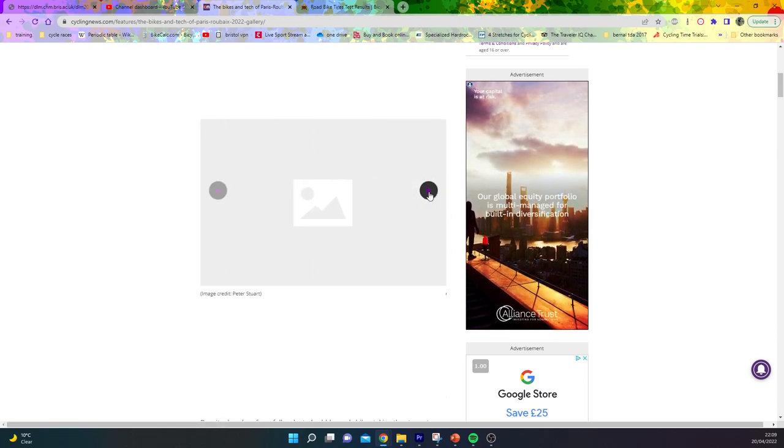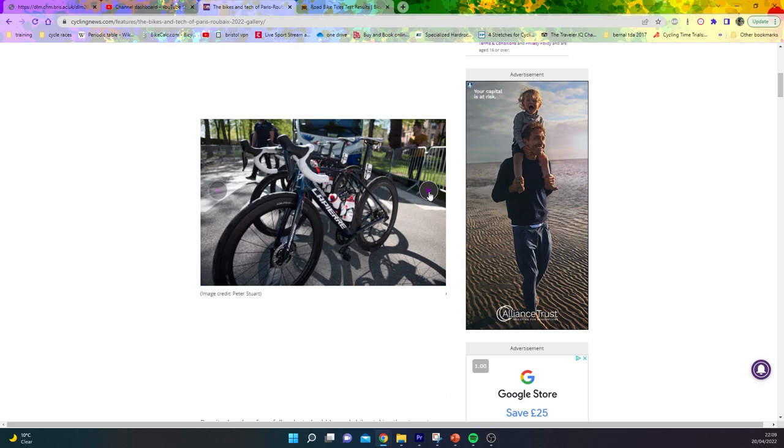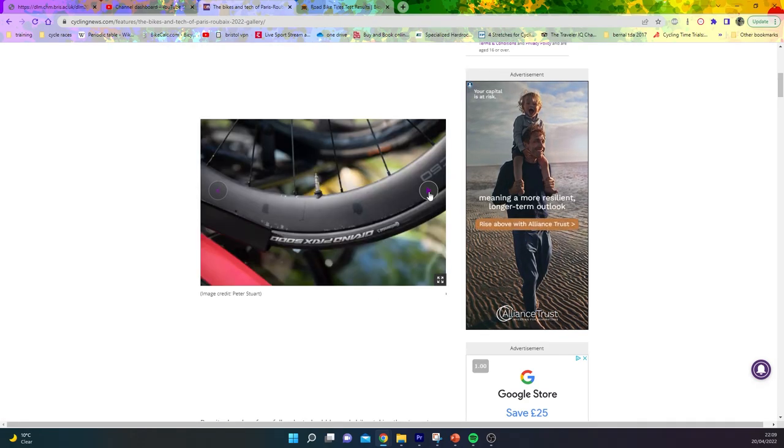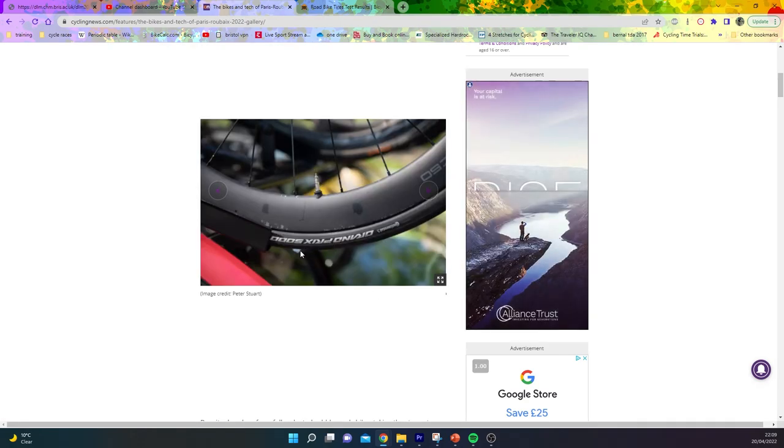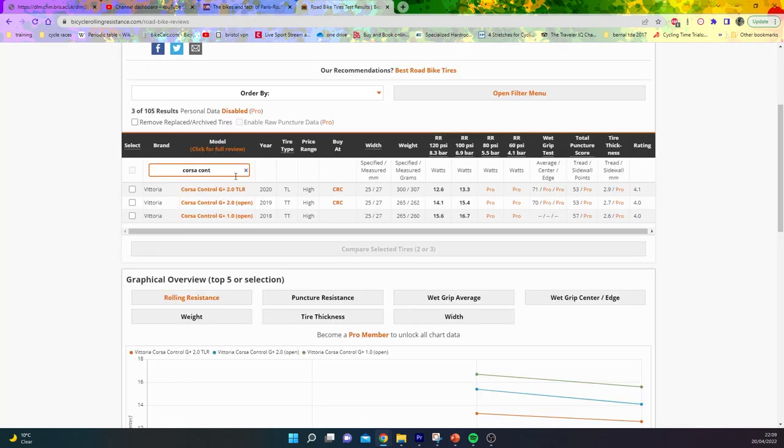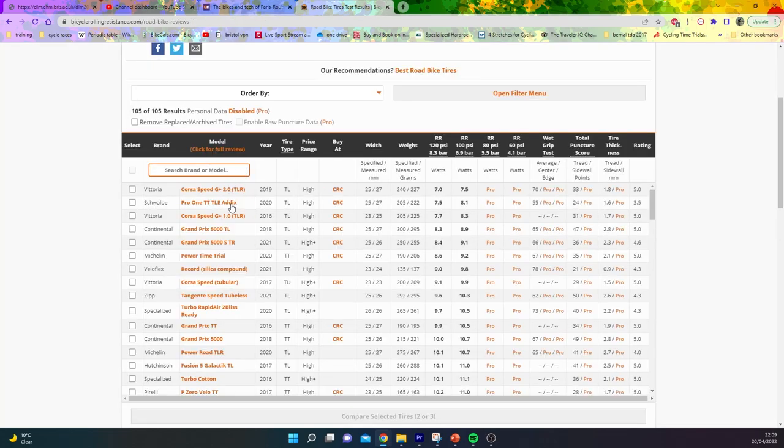And I think the thing we're going to have a look at with tire choice is how much the cobbles impact. So these are GP5000 STRs. So we'll get rid of my search. So we look down here. GP5000 STRs, basically the quickest tires around except time trial tires.